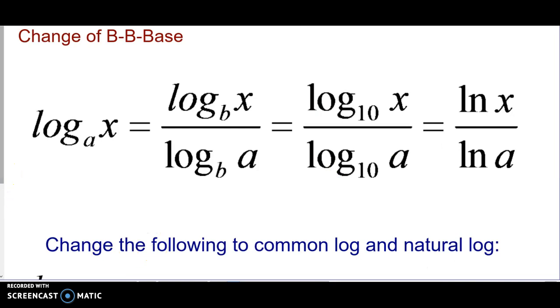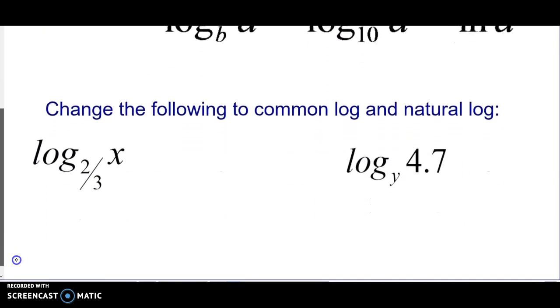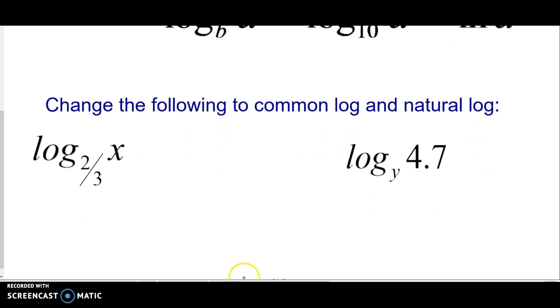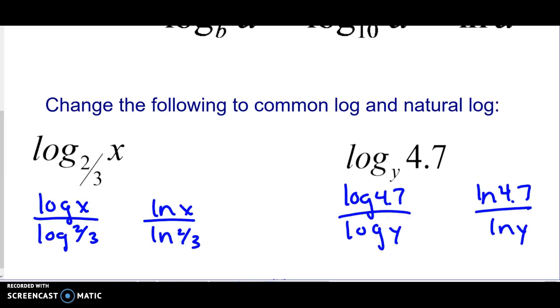Okay? So it says right here, change the following to common log and natural log. So go ahead, use the change of base, and let's see what you got. You don't actually have to evaluate this. In fact, you can't. Go ahead. So hopefully you guys were able to rewrite both of these logs that have a base that's other than the common log, or 10 I should say, or e. So I can write this as log of x over log of 2/3, or natural log of x over natural log of 2/3, and then same for this example.